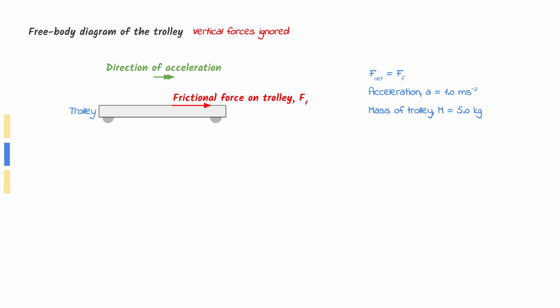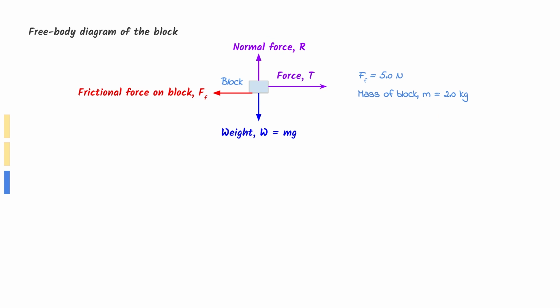First, we need to find the magnitude of the frictional force. To do that, we need to focus on the trolley. Here, the resultant force that causes its acceleration is the frictional force. Since the mass and the acceleration of the trolley is given, using F equals ma, we can find the frictional force. Now back to the block.